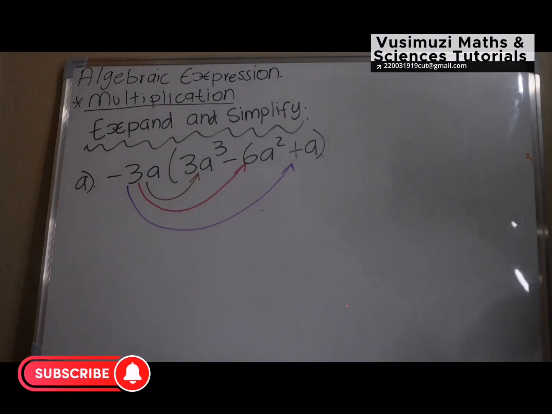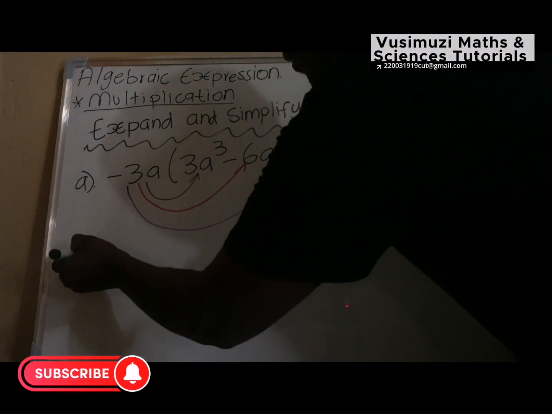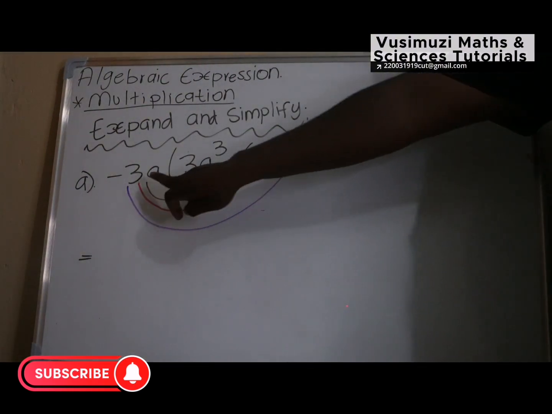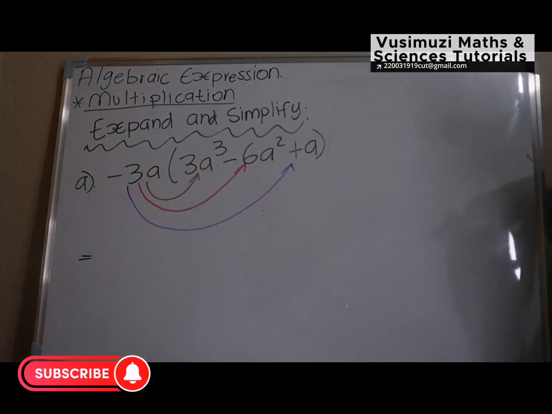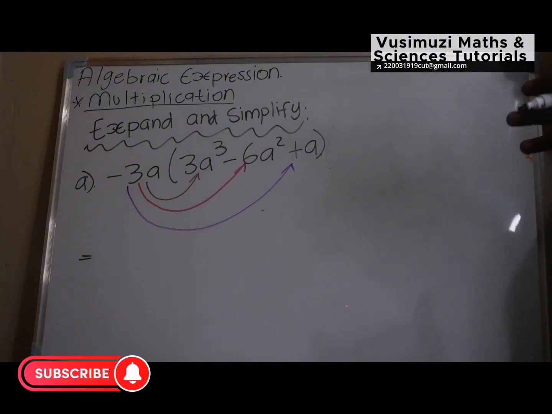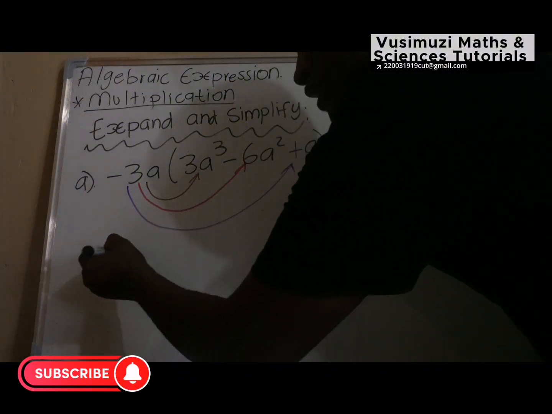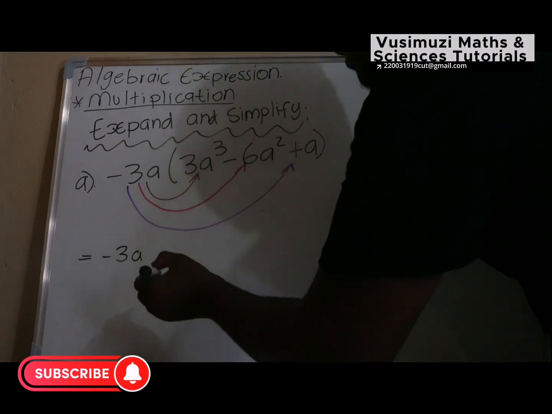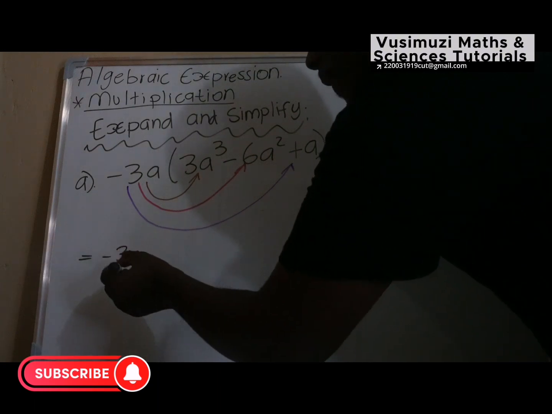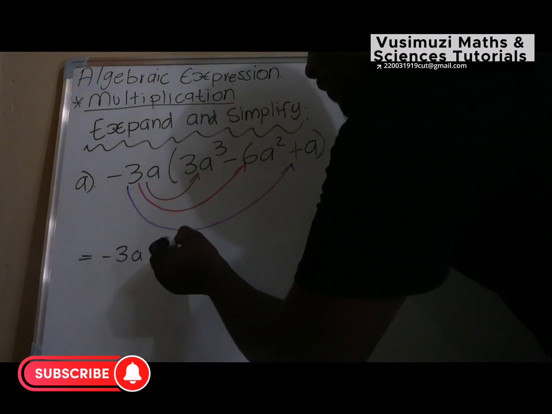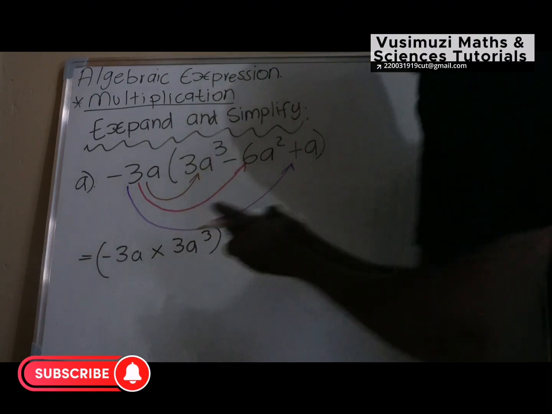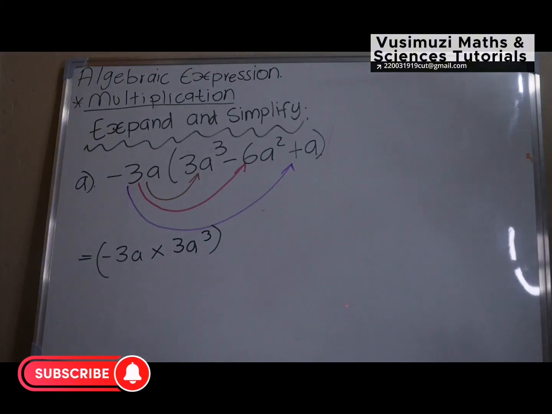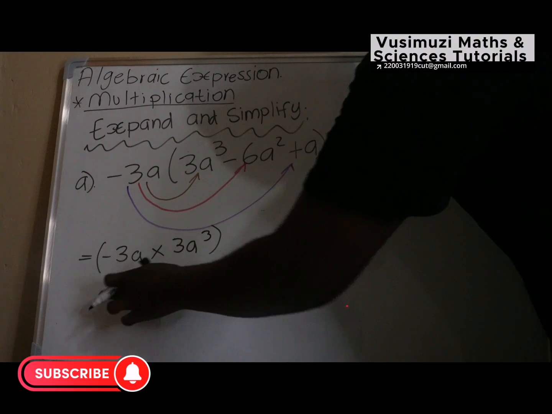Hurry here, guys. This is equal to negative 3a times 3a cubed. For those ones, I want to take you step by step. It's going to be negative 3a multiplied by 3a cubed. And I'm taking you step by step. And yes, that is what I'm doing right now, step by step.